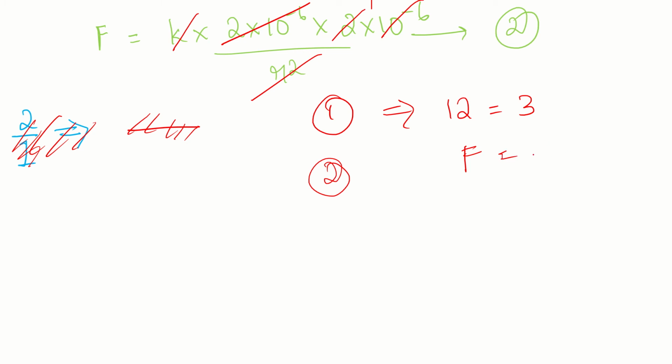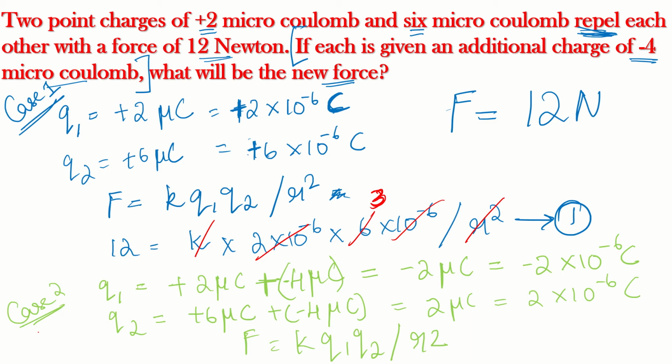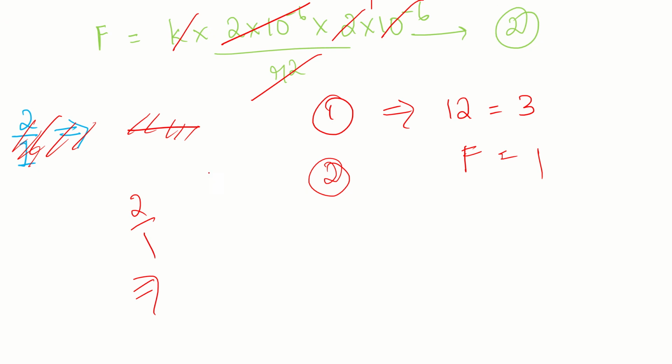Okay, F equals 1 here. So we are going to divide equation 2 by 1. I've done this because it will be more simple for you to get the answer. So this will become F by 12 equals 1 by 3.